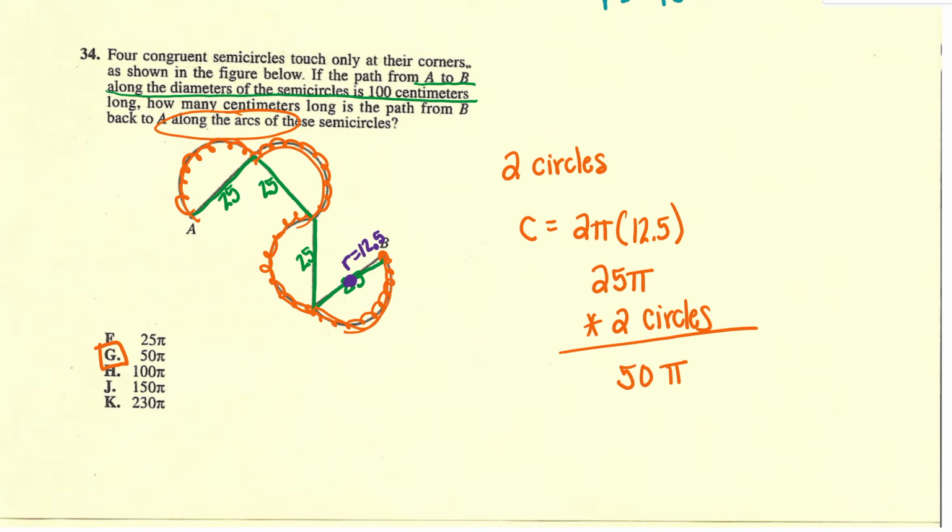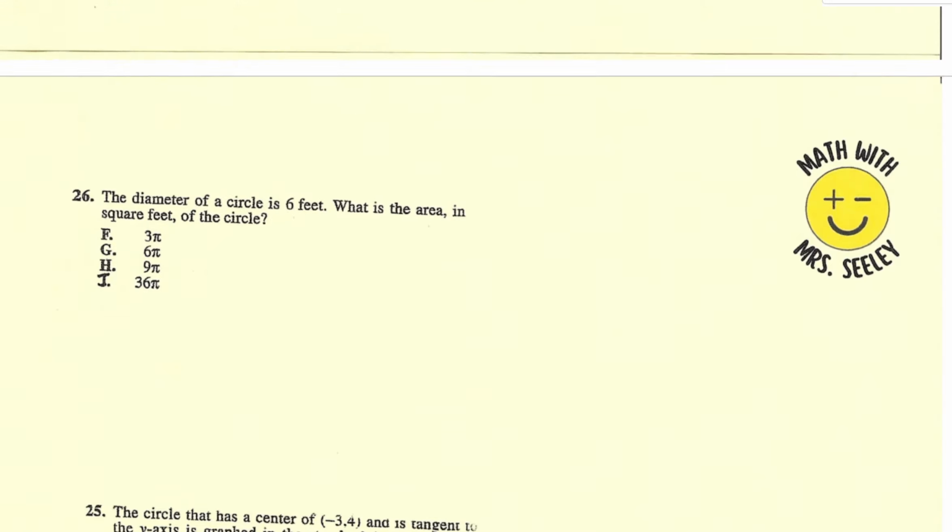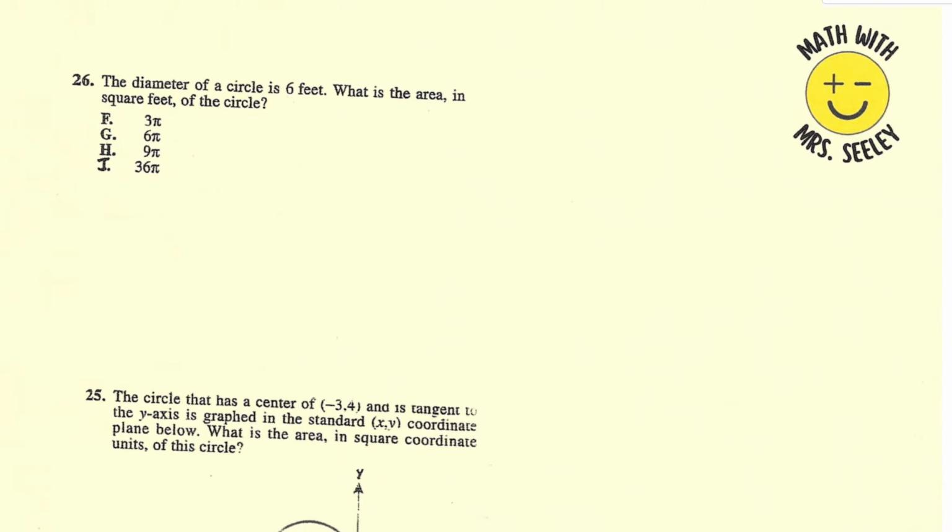Notice that in these questions, sometimes they ask for the answer in pi form, sometimes they ask for the answer in decimal form. So you just want to make sure that you give the answer whichever way they ask for it. All right, 26. Now we're going to switch over to area.